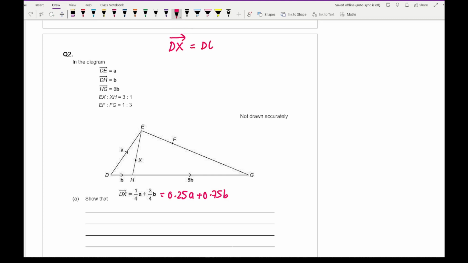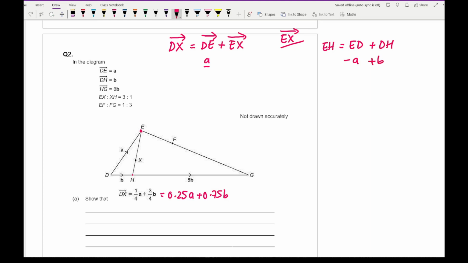Now the way to get from D to X from the diagram is I need to go from D to E, and then I'm going to go from E to X. Now you could go from D to H and then H to X, it's entirely up to you, but it's just the route that I've chosen to go through. Now D to E is just A, so I can leave that going with the arrow. So in order to work out E to X, I first of all need to work out what E to H is going to be. So to get from E to H, I need to go against the arrow to get from E to D and D to H. So E to D is minus A and D to H is positive B.